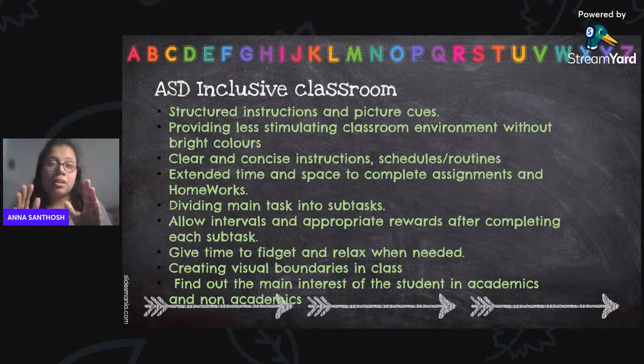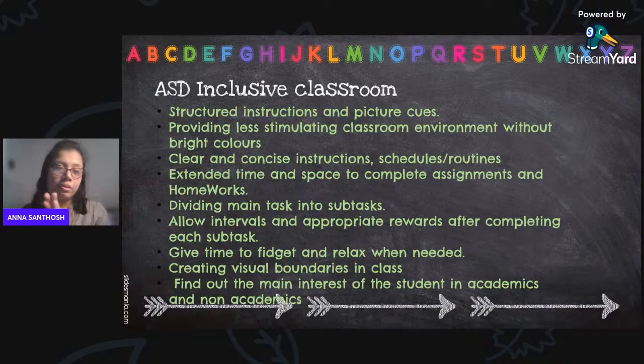You cannot just tell the ASD student, oh, please stop rocking on your chair like this, please stop running around like this, because they are compelled to do that. Maybe they are not able to control it. If you are inhibiting that, if you are resisting them from fidgeting, maybe that would create tension in them, and they will become more aggressive or violent in the classroom. They may exhibit some undesirable behaviors in the classroom. So let them have the time to fidget and relax when needed.